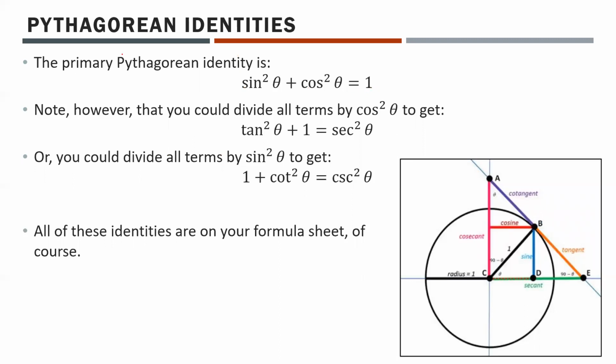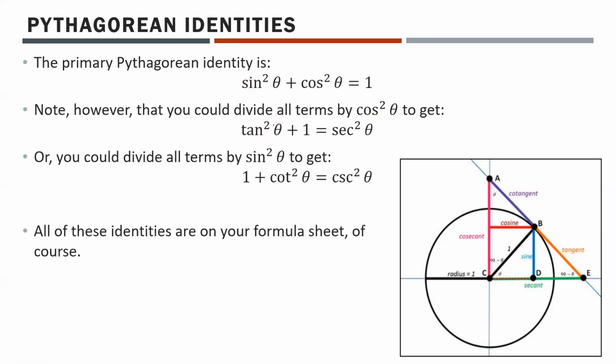there are a couple other Pythagorean identities here, and they're a little weird to generate. You don't have to know how to generate them, but it's good to know. You just have to know they exist. If you divided all of the terms in this by cos squared theta, you would actually get tan squared theta, because sine squared theta over cos squared theta is sine over cos, so it'd be tan squared theta, right?